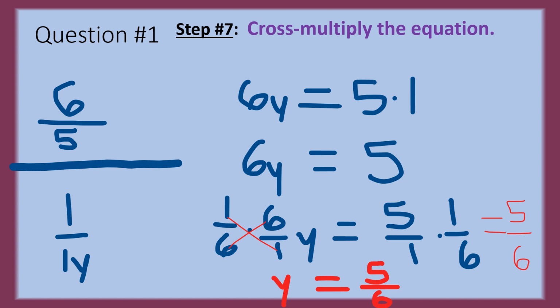And then you take this, because this was the reciprocal, over to the other side. And then you just multiply out. You don't even have negative symbols. 5 times 1 equals 5 over 6. Y equals 5/6. So this equation is done.